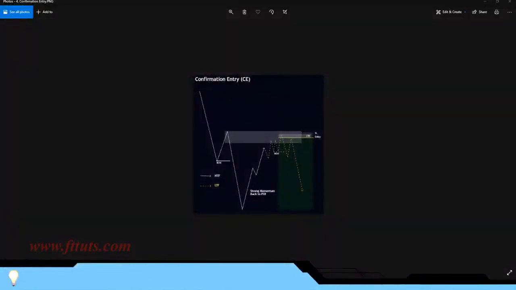Moving on to our second entry type, we have here on the screen the confirmation entry, right? This is actually my favorite entry type because it gives me additional confirmation to enter into a trade, boosting my confidence and increasing the likelihood of my trade playing out in a positive manner.